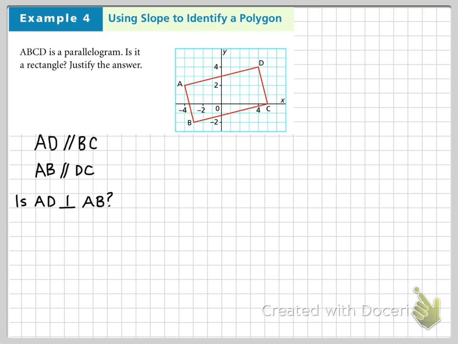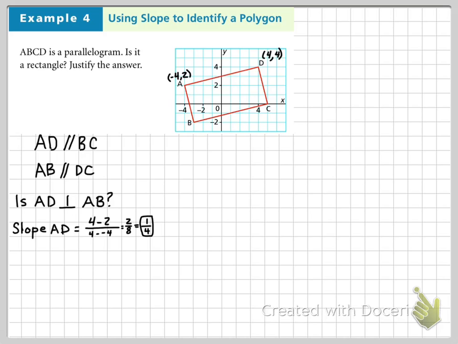Now, to do that, we need the slopes of these two. The slope of AD is going to be, well, what are the coordinates? There they are, (4, 4) and (-4, 2). So I can say 4 minus 2 as y2 minus y1 over 4 minus -4, x2 minus x1. That's going to leave me with 2 over 8, which is 1 over 4. So the slope of AD is 1 over 4.